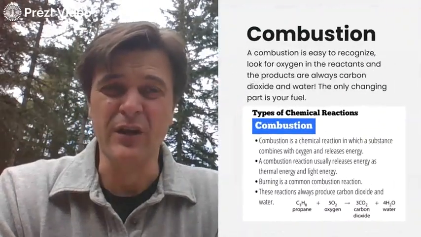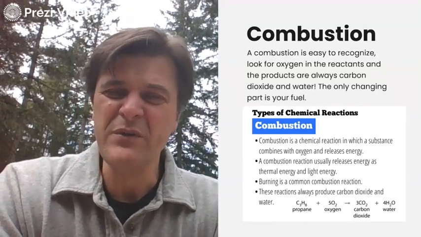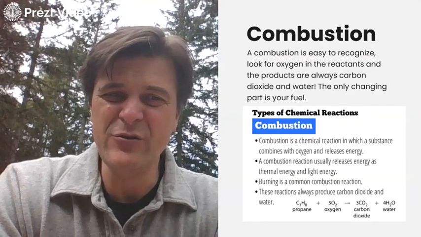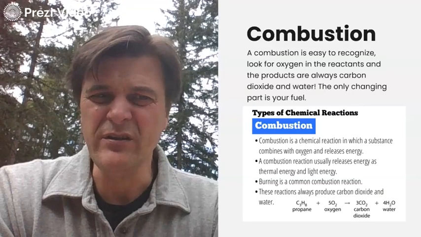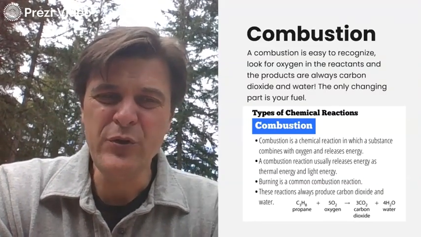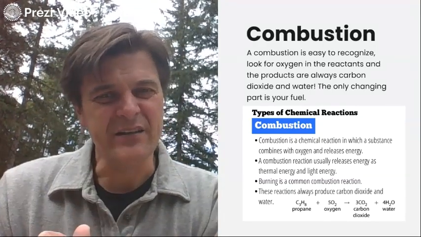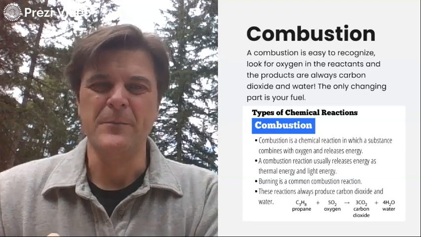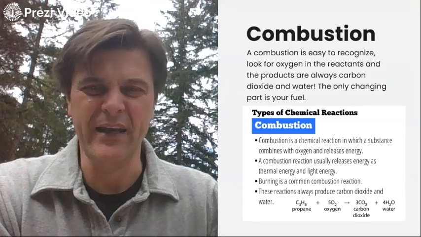So those are the main four types of chemical reactions that we need to be familiar with. The combustion reaction, which is the fifth, is burning. So when something burns, combustion is very easy to recognize because you're always looking for oxygen in the reactants. A fire needs oxygen, and it produces carbon dioxide and water. So on the one side, as a reactant, you always have oxygen, O2. In the products, you always have CO2 and H2O.